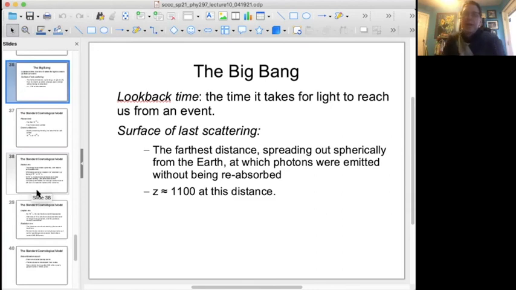So the time it takes for light to reach us from an event is called the look back time. And so when we look at a distant galaxy, we are not looking at it as it is now. We are looking at it as it was maybe millions or billions of years ago. And so the surface of last scattering is the farthest distance, spreading out spherically from the Earth, at which photons were emitted without being reabsorbed. And it appears to correspond to a value of z of 1100.